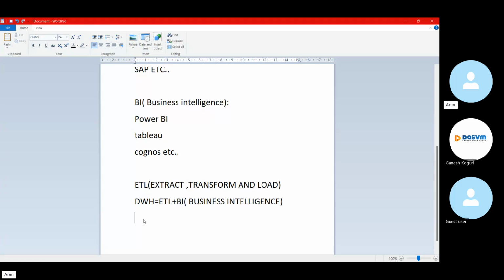So from various sources in the data warehouse, for ETL purposes, there will be two sets of tables. Generally, we call them two sets of tables. One is the fact table and the other is the dimension table.